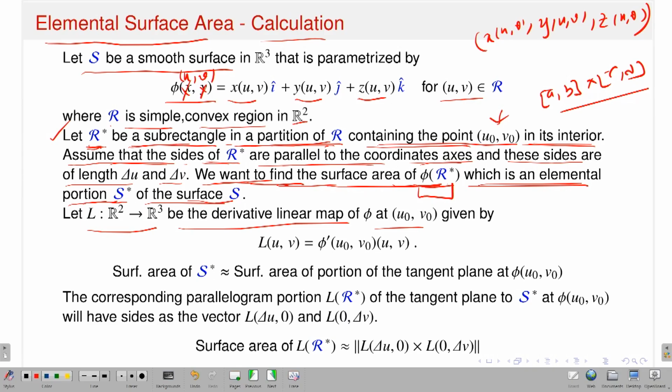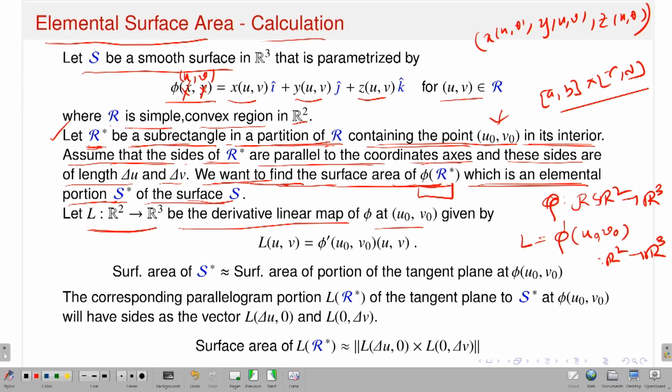If the phi function is differentiable, since phi is a map from a subset R of R2 to R3, that means, since my surface S is smooth, phi should be very nice, that is, phi is differentiable at that point. So the derivative of phi at the point u naught comma v naught should be a linear transformation from R2 to R3, right, that we know, and that linear transformation I am actually calling L.